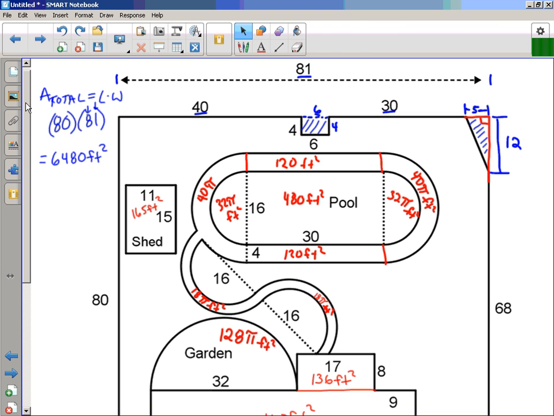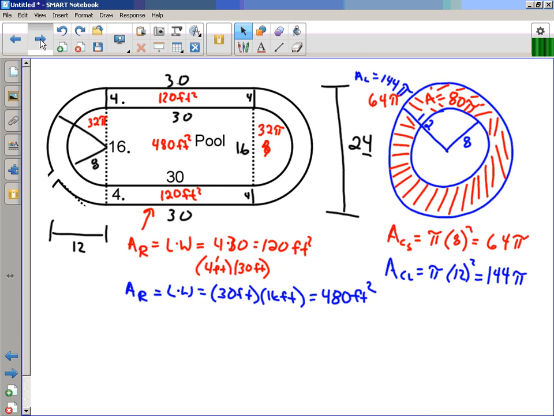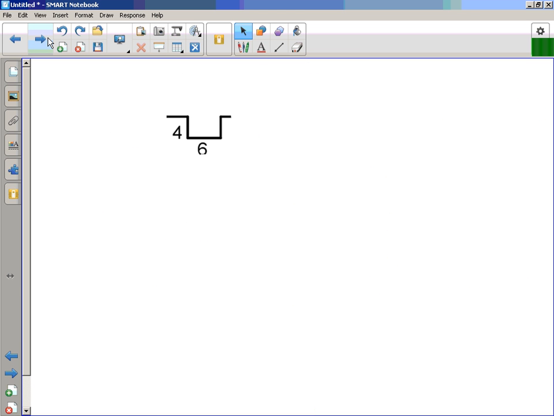But we're going to take away things like this little guy right here. We're going to kill him, if you will. We're going to take away this one right here, and the pool, and the shed, and the garden, and some of the house. So let's go figure out those last two little guys. This is 4 by 6, which is easy. Area equals width times length. 4 times 6 is going to be 24 square feet.